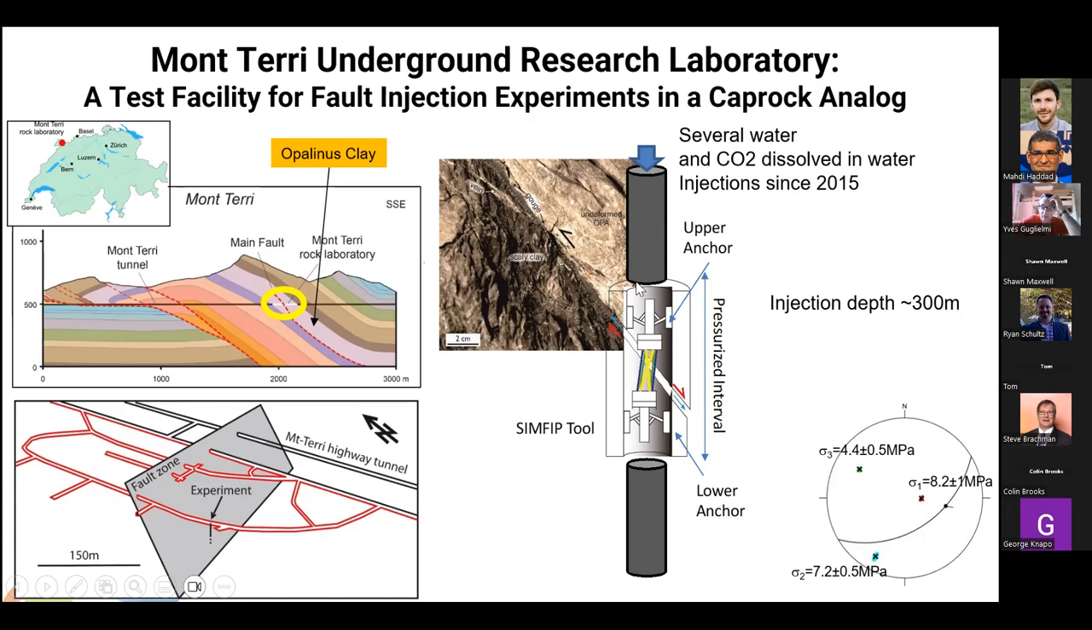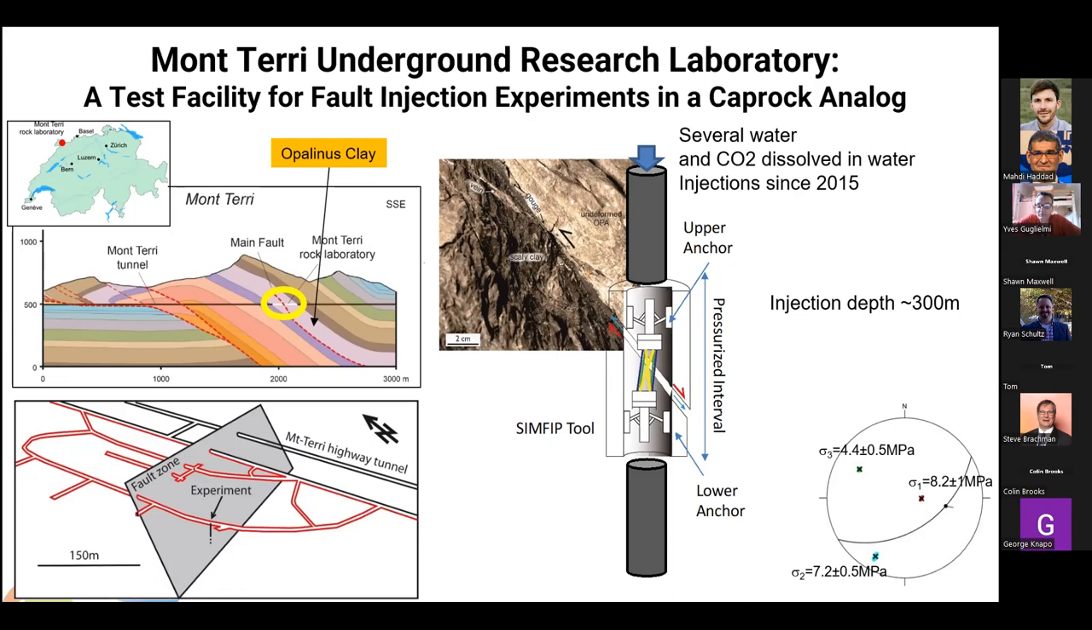And in that section, we are going to inject water, or more complex water with, for example, dissolved CO2. We'll show you an example. At high pressure, in order to lower the normal stress on the fault and eventually make it move. While we do that, we will monitor the fault movement.